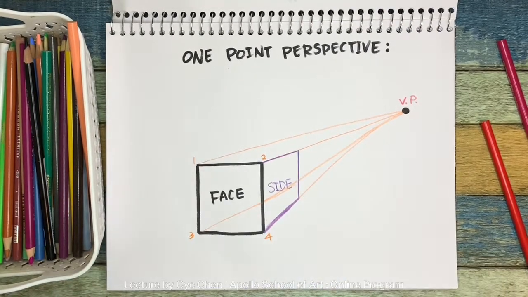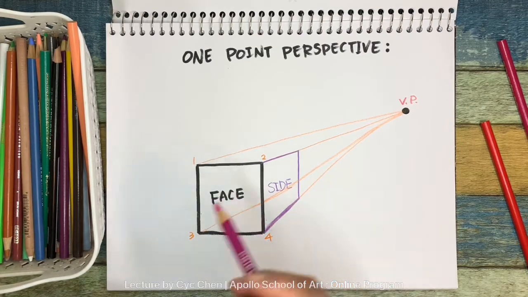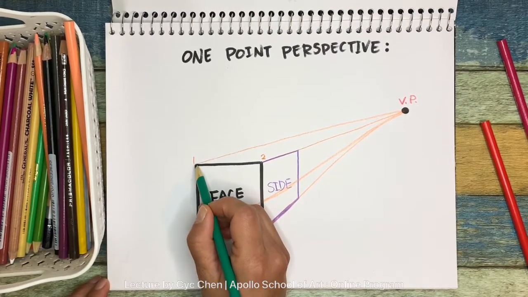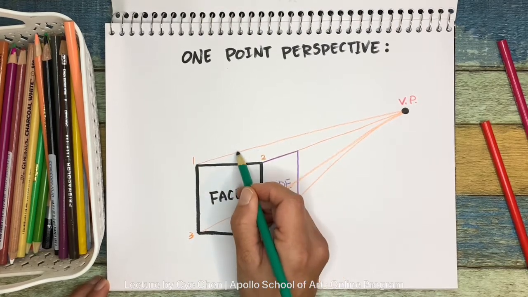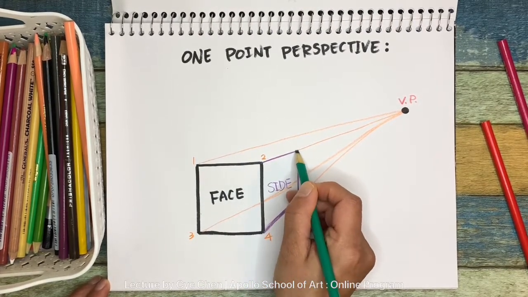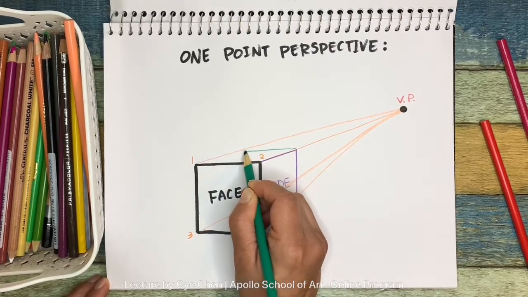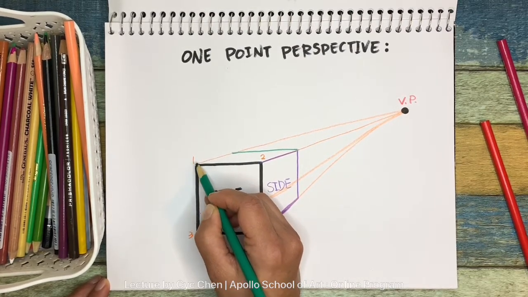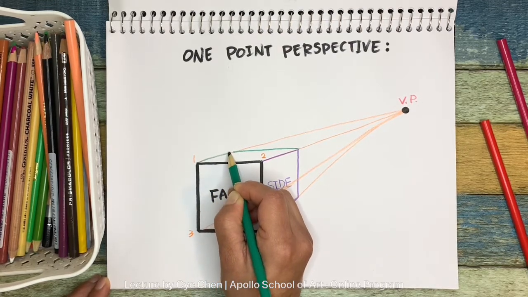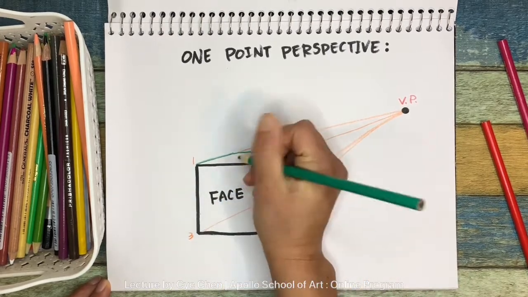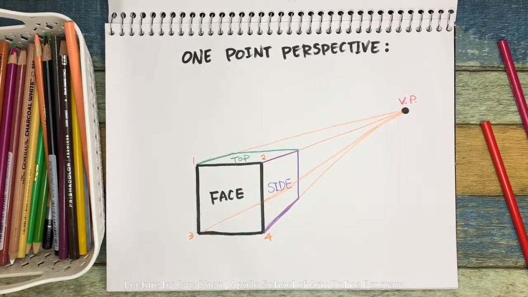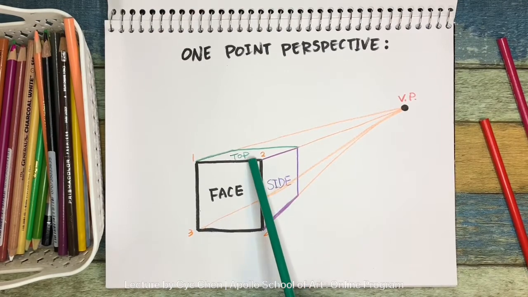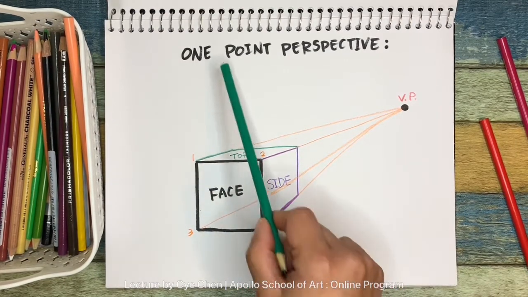Okay, and how about the top? Let's see. I'll use a different color. Let me use the green one so you won't be confused. So now I want you to find the number 1 and number 2 lines, and find a spot in between, and it has to be horizontal. From this corner, horizontal, straight, not diagonal. In between number 1 and 2, and from number 1's corner, follow the number 1 line to touch my horizontal line. So now I got the top. Okay, so from the face, we have the side, we have the top. So that is the cube made by 1 point perspective.